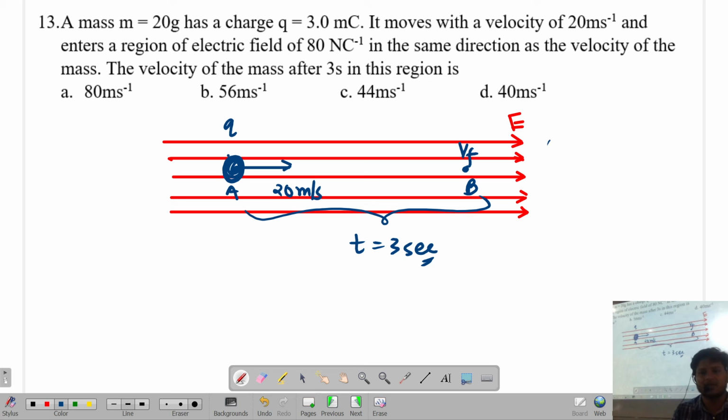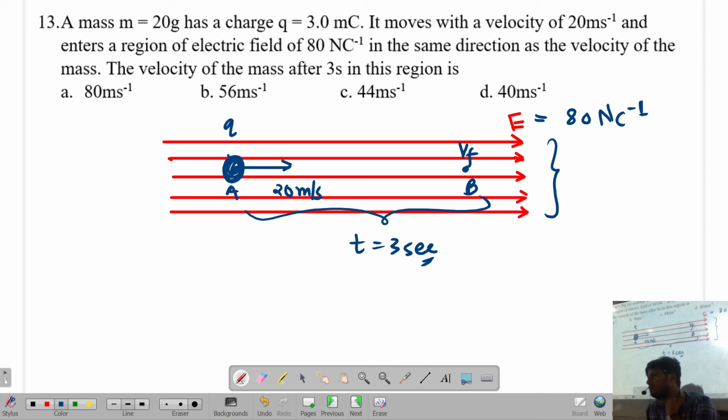How to calculate it? Got the idea now? Which formula will be best to apply over here?